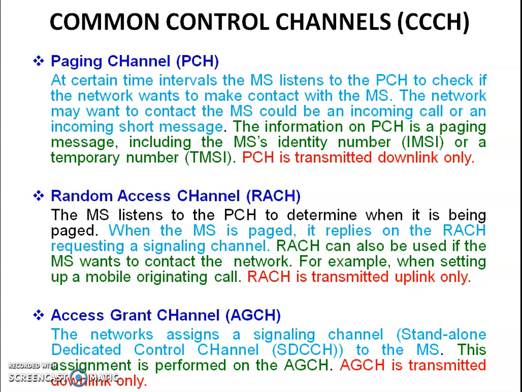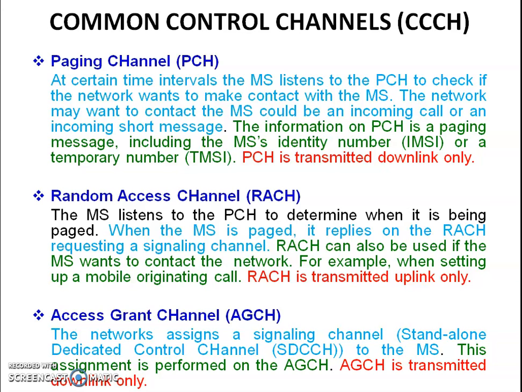So anything that is required to be accessed, or replied to, goes through the random access channel. The random access channel can also be used if the mobile station wants to contact the network, for example, when setting up a mobile originated call. That's why it is called random access. At any random time, if the mobile station wants to get any kind of service, it will request it on the random access channel. So the random access channel is transmitted uplink only, from the mobile station towards the BTS.